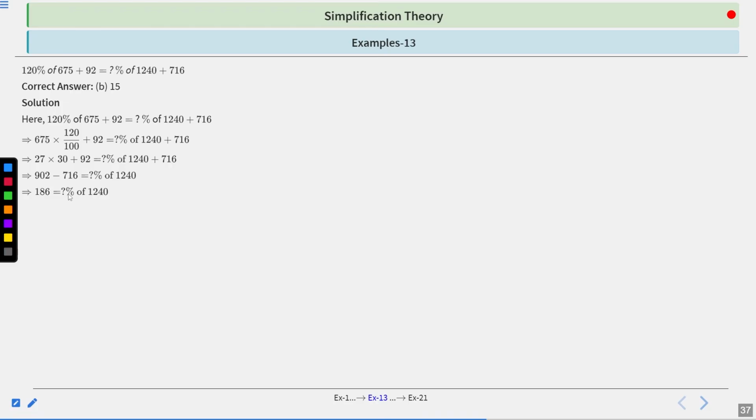So we know that when we convert this question mark into fraction, it will become upon 100. So we can say that 186 multiplying by 100 upon 1240 is the value of the question mark. So when we solve it, we get the value of question mark which is 15. So 15% of 1240 plus 716 is equals to 120% of 675 plus 92. Next one.